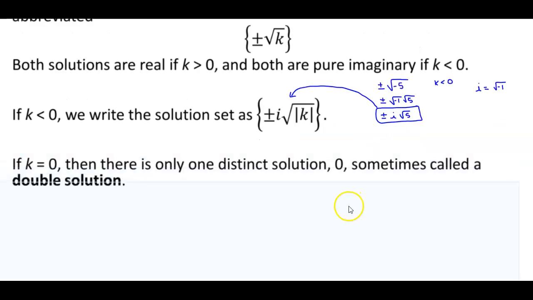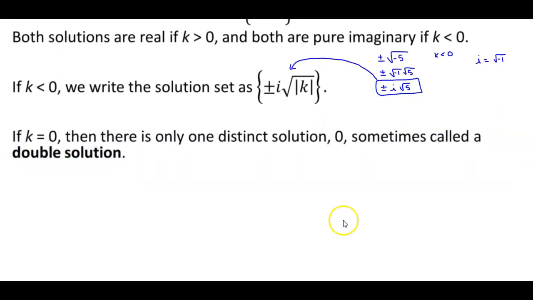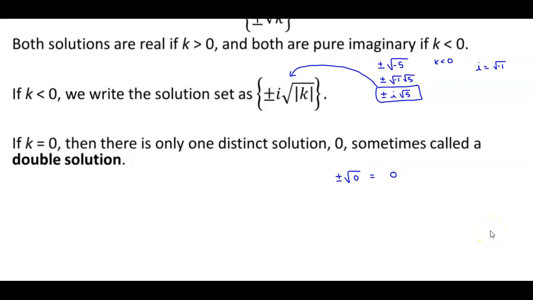Okay, now if k equals 0, then there's only one distinct solution, 0, sometimes called a double solution. So that means that if we had plus or minus the square root of 0, well, that would give us 0 because 0 is neither negative nor positive. So therefore, we would have only one distinct solution at 0, but it could be called a double solution because we literally have a positive and negative there, but it's neither positive nor negative. So therefore, those are the types of solutions that we may run into.